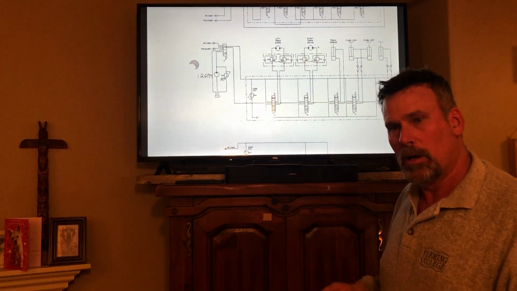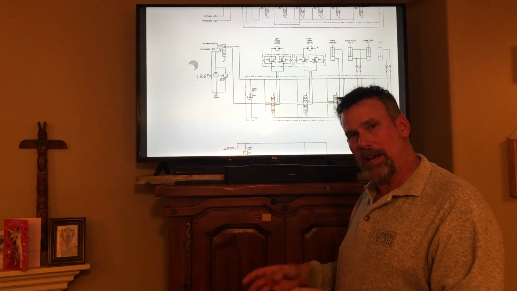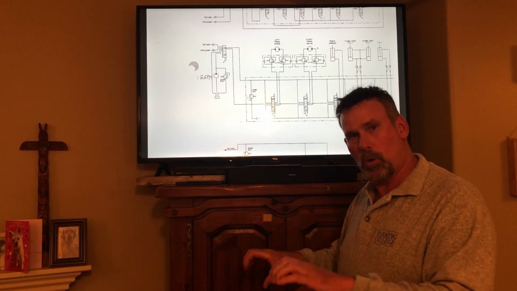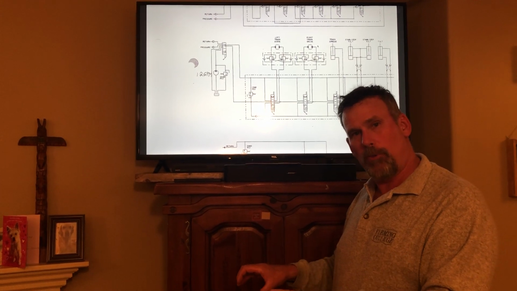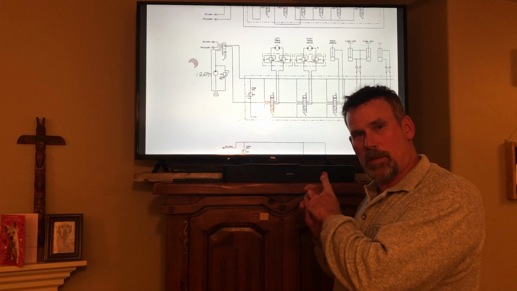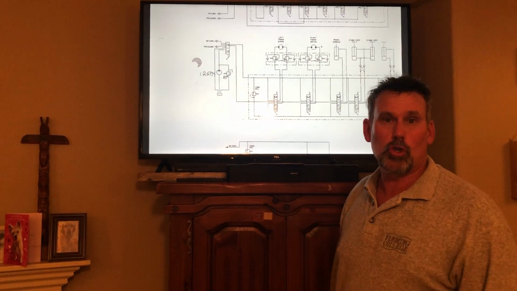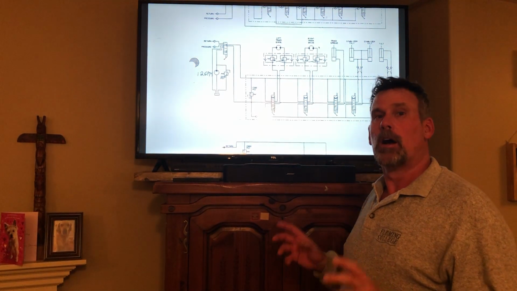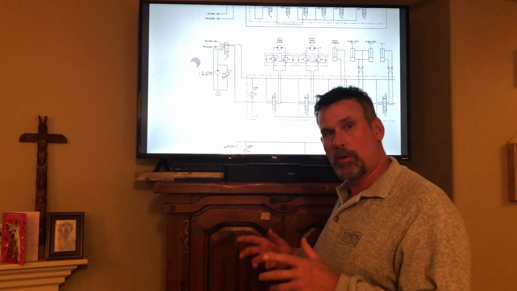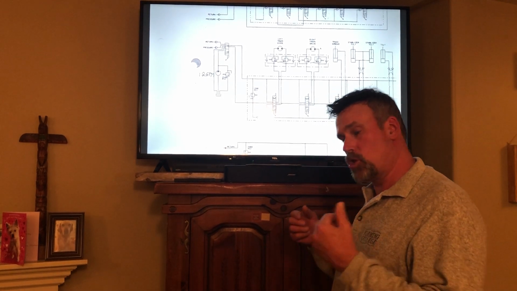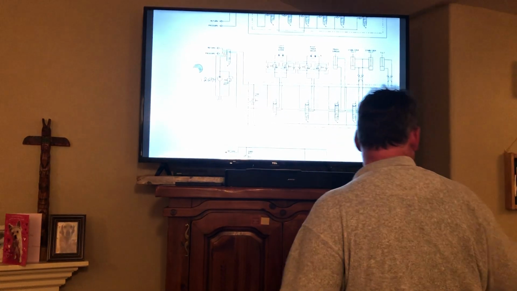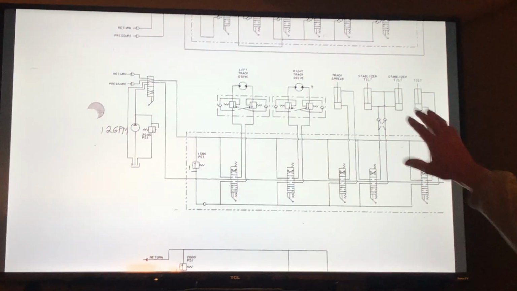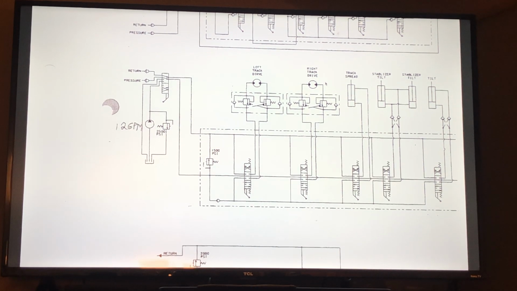So now that you understand why the counterbalance valves were bolted on to each one of those track motors, those hydraulic motors, now that you know what they're for, I'm going to switch over to the schematic and show you how that works. Okay, so the counterbalance valves are going to provide you control over those hydraulic motors when the machine is going down a hill. Okay, I'm going to move this down a little bit.